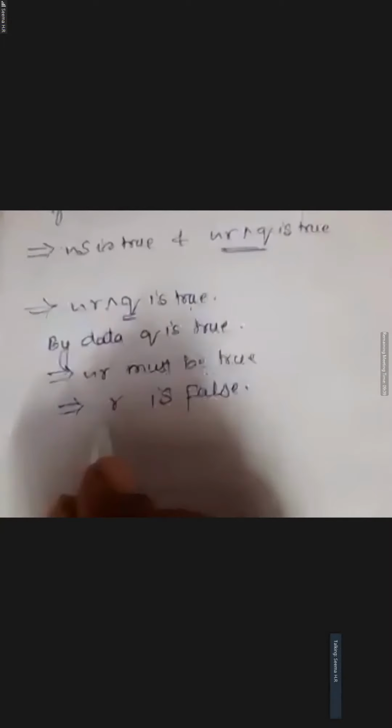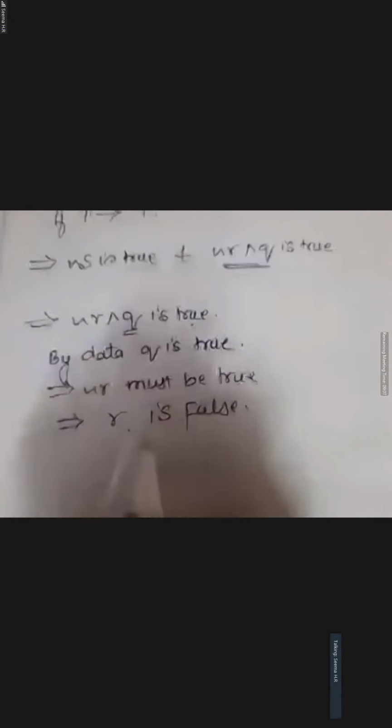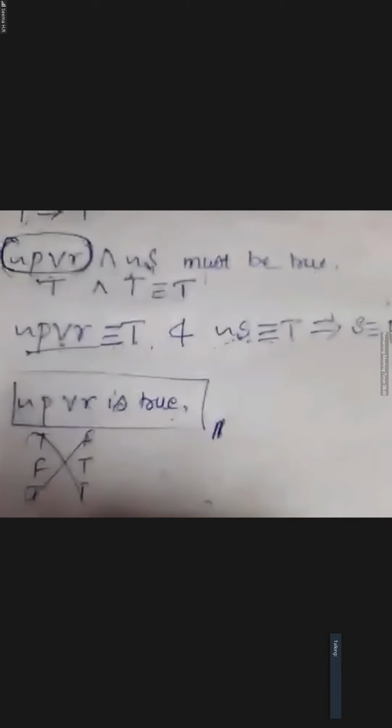So you got the value of R. R is false. Now, coming to this. From this point, we got to know that R is false. Now, at this point, negation of P or R is true. So I will come back to this point.